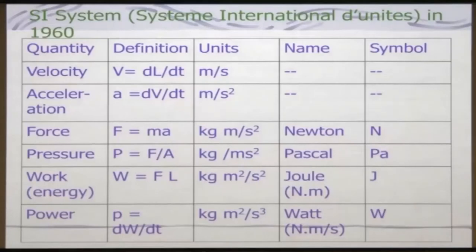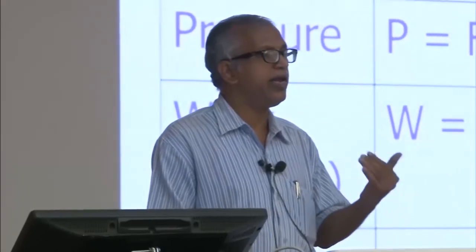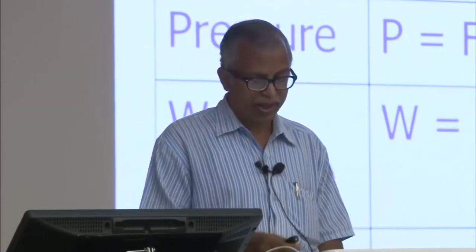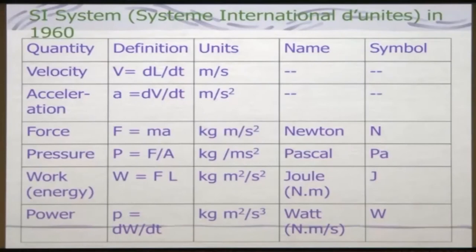We will be using various quantities of the international system, adopted in 96. Acceleration, as I told, is the change in velocity with respect to time, in meter per second square. Force is F equal to ma, in kg meter per second square, which is the Newton. Since Newton is a name, we write it as capital N, not small n. Any name we use, the unit symbol is always capital.